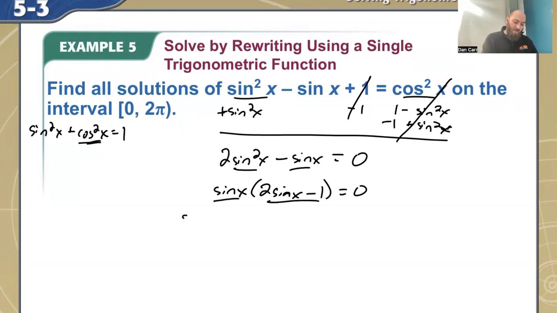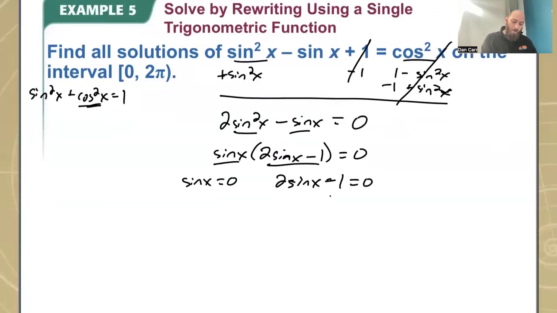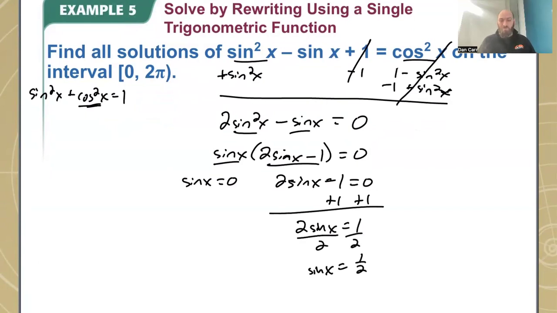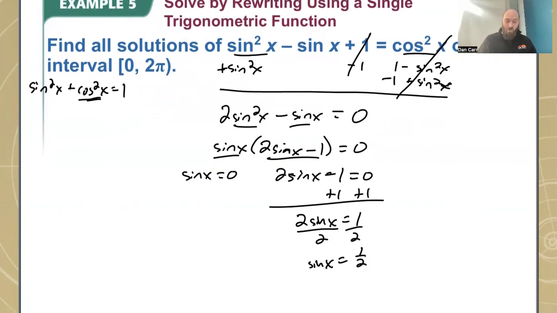When I separate these, I get sine of x is equal to 0, and 2 times the sine of x minus 1 equals 0. We're going to take our last couple steps here so that 2 sine of x is equal to 1. And we divide both sides by 2 so that sine of x equals 1/2. All right, and so just like we did before, we're going to look at when is sine of x equal to 0 and when does sine of x equal 1/2. So it happens in 4 total places.